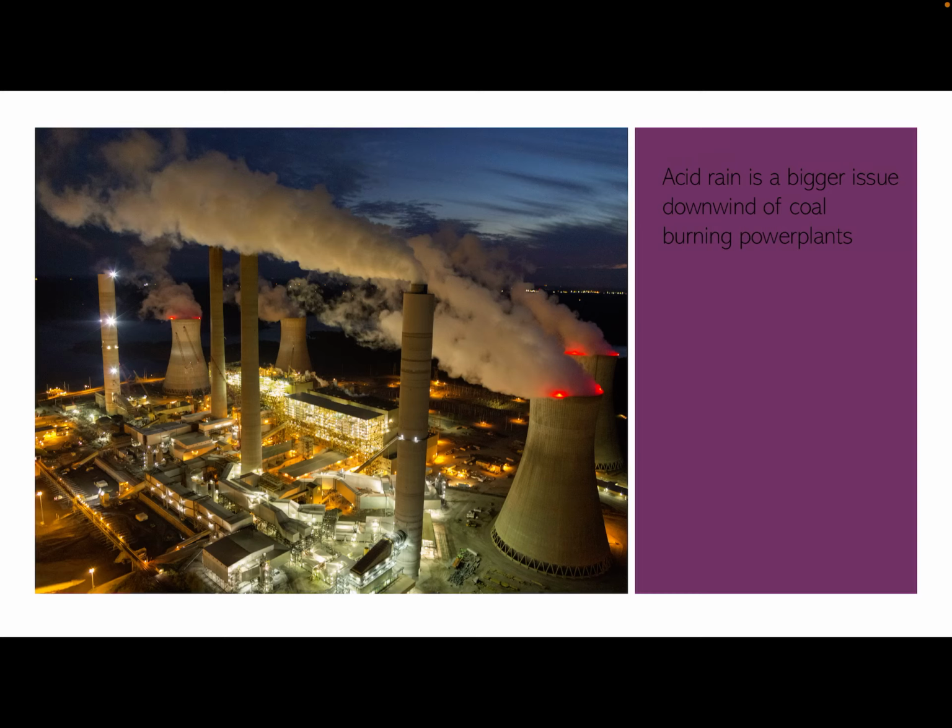So now that we got the basic process out of the way, let's look at what the issues are with acid rain. And the first is that acid rain is mostly the biggest problem for those that are downwind of the coal-burning power plants. So if this is our coal-burning power plant and you live over here, you are downwind of the coal-burning power plant, and you're going to suffer more of the acid rain effects.